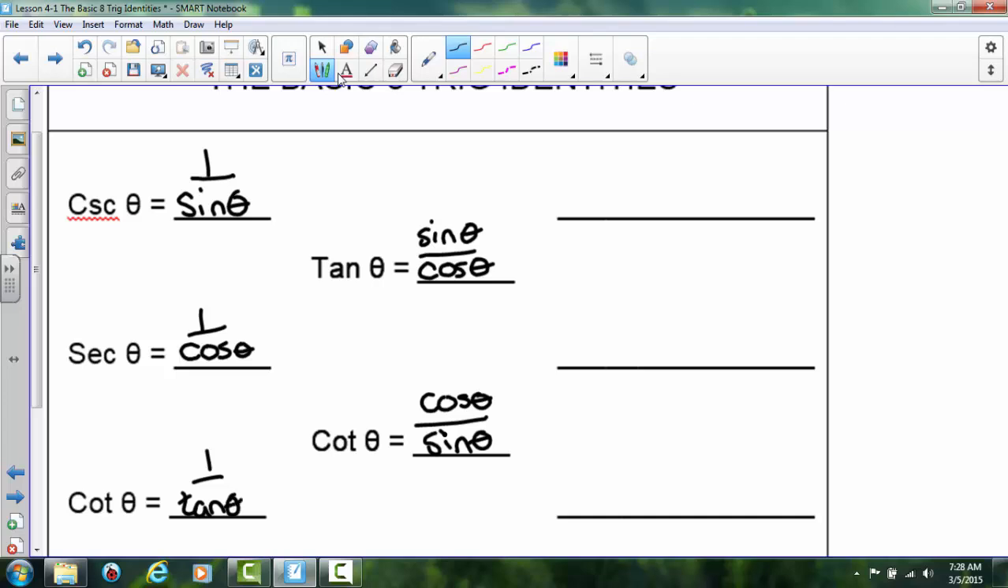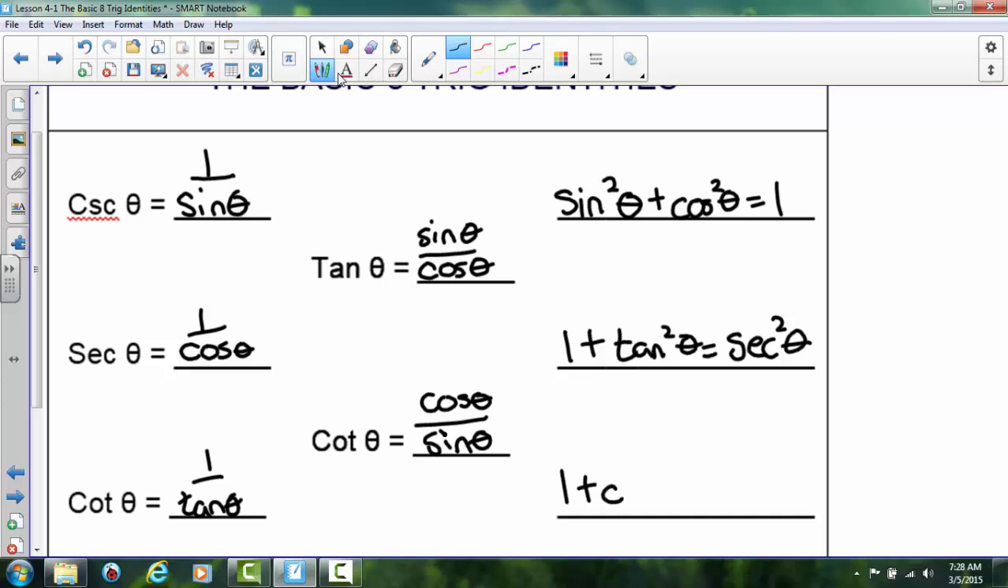All right, and then our basic ones here, unmanipulated, but knowing that we could solve them for the others. So sine squared theta plus cosine squared theta equals 1. 1 plus tangent squared theta equals secant squared theta. And 1 plus cotangent squared theta equals cosecant squared theta.